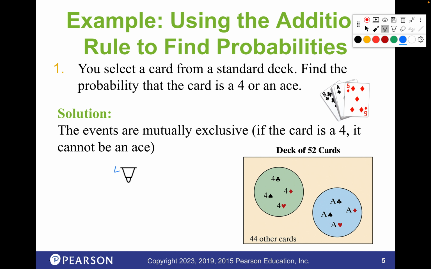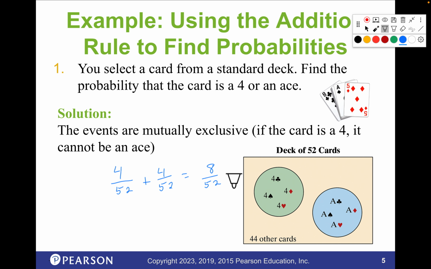There are 4 aces out of 52 cards, and there's 4 fours out of 52 cards. And so the probability of getting an ace or a 4, we just add them together. It's 8 out of 52. And then you could turn that into a percentage. But that's how we do that calculation. Okay, we didn't have to worry about the overlap.